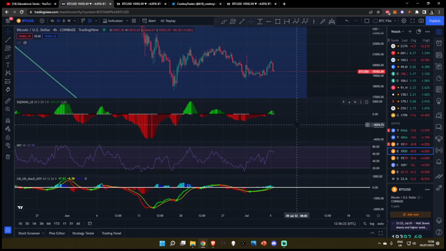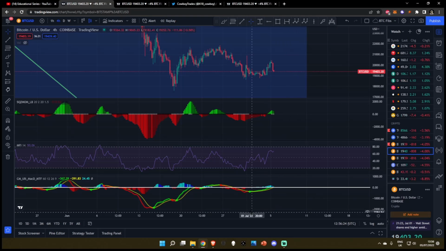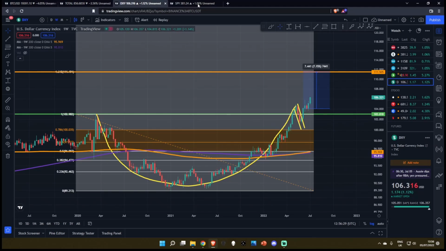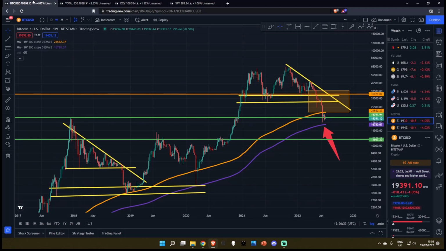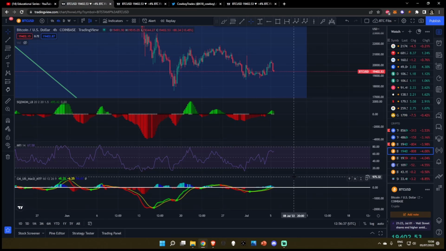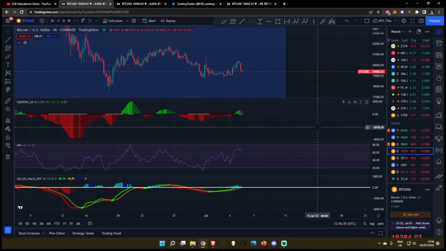Let's talk about what's going on in the lower time frames, because I don't think we need to look at the daily, the weekly for the oscillators. We've already looked at what's going on in the dollar, the stock market, higher time frames, total crypto market cap. I don't think we need to look at the higher time frames to realize the oscillators are very, very bearish. So let's move on to the 4-hour and then we'll wrap up this video.